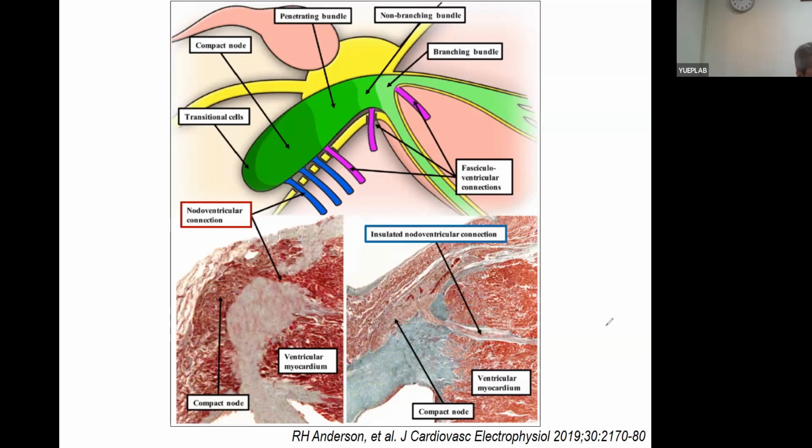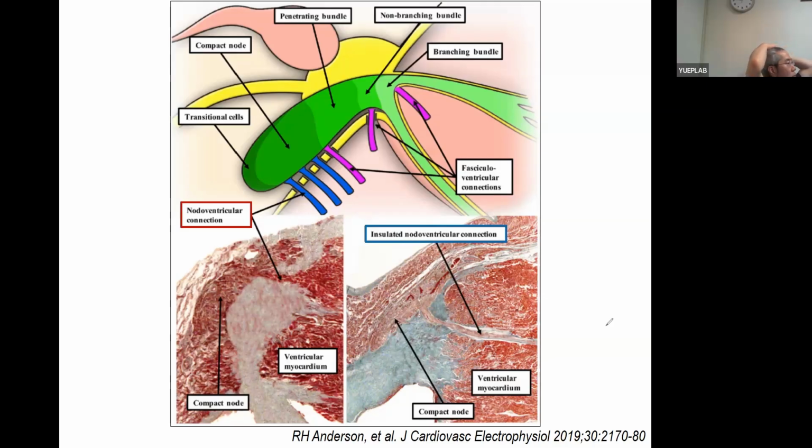So Anderson's definition of the common bundle is the distal portion of the AV node. His definition is a little bit different, so you need to read his paper carefully. Basically, the common bundle is the distal portion of the AV node to the bifurcation of the left and right bundles.